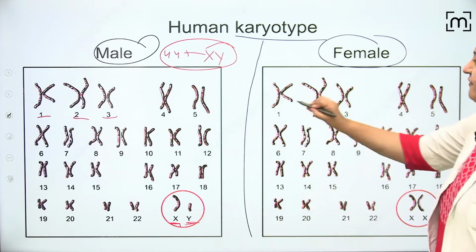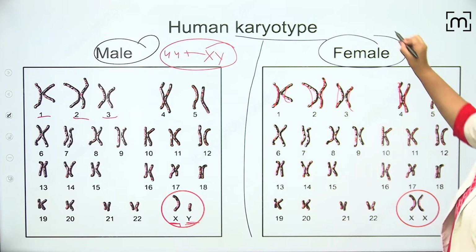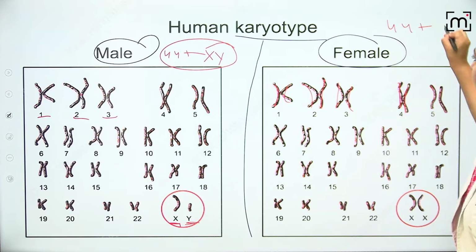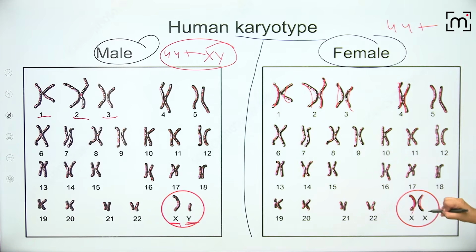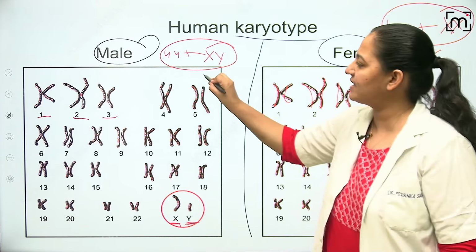In a female, again, if you do the counting 1, 2, 3, 4, 5, 6, 7, 8, so there will be 44. See the last pair. Both are X. So it is 44 plus XX. So it is total 46 like this. So total 46 are here also.